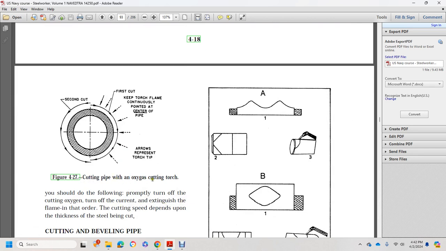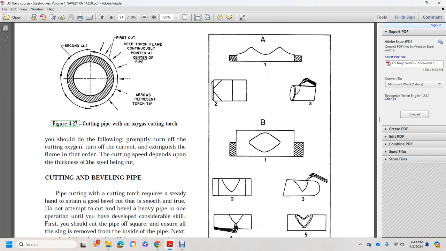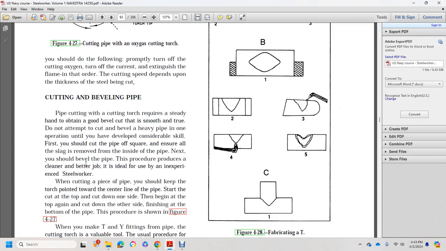Cutting pipe: connect oxygen to a cutting torch and adjust the preheat flame. First cut, keep the torch continuously pointed at the center of the pipe. Second cut. Beveling pipe: pipe cutting with the cutting torch requires a steady hand to obtain a good bevel cut that is smooth and true. You should not bevel heavy pipe in one operation until you've developed considerable skill.